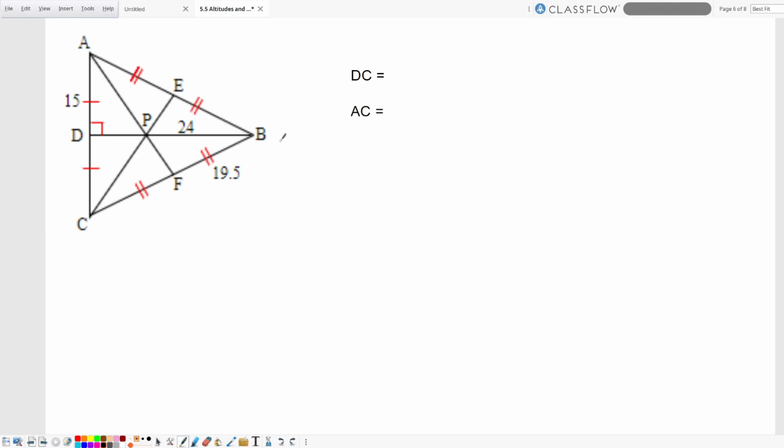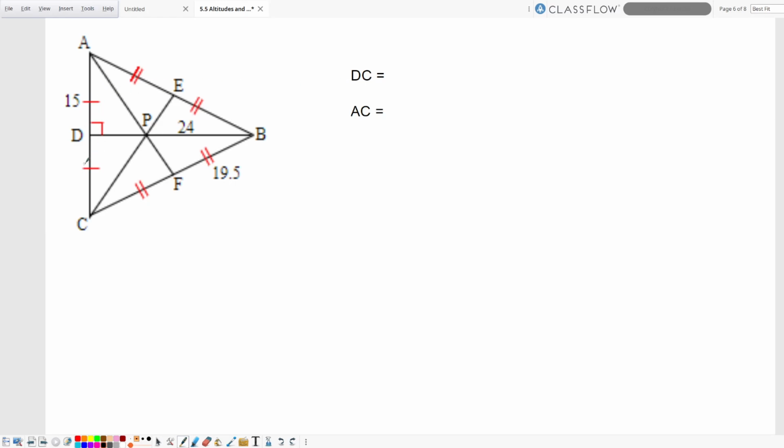And then we also have DB, which goes from vertex B to the midpoint D. And so what we have here are a bunch of different congruent and marked sides. One of these special properties of our medians is that we're getting midpoints.